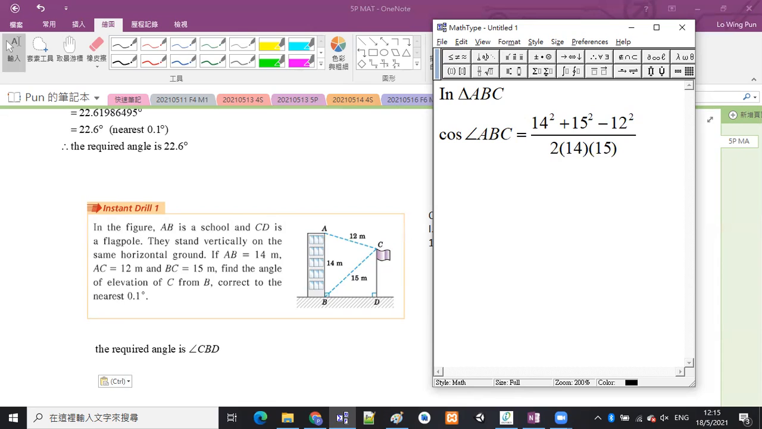Okay? Then we just use the calculator. 14 squared plus 15 squared minus 12 squared. Enter. Divided by bracket 2 times 14 times 15. And then shift cosine. And I get angle ABC to be 48.73643409 degrees. Okay? And the required angle, angle CBD, will be 90 degrees minus this angle. So angle CBD is 90 degrees minus angle ABC. So that should be 90 minus answer. Should be 41.2 something.